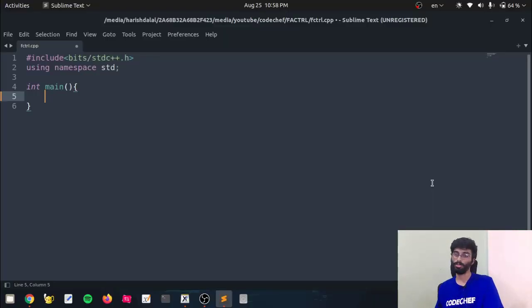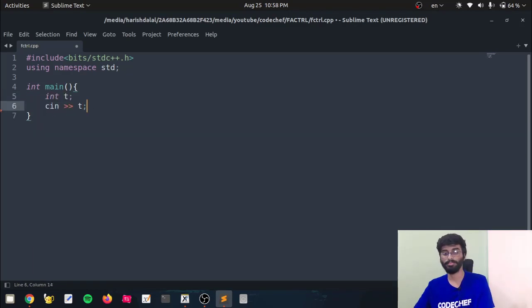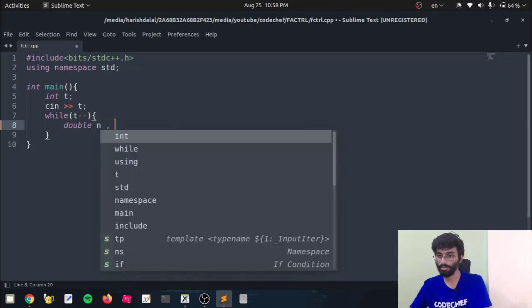I am choosing C++ as the language. You can choose whatever language you want, like Java, Python or C++. First of all, we take T test cases and run a loop for each test case. For each test case we will get 3 inputs, and I will take them as double, as the distance we calculate afterwards is in double format.